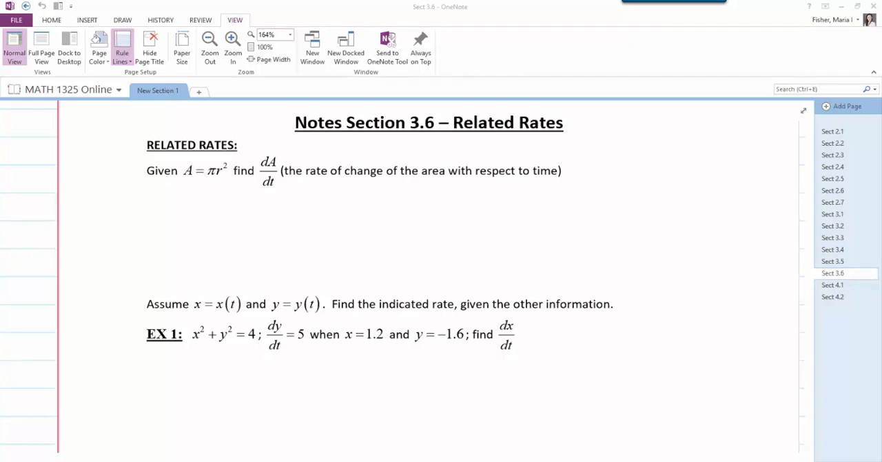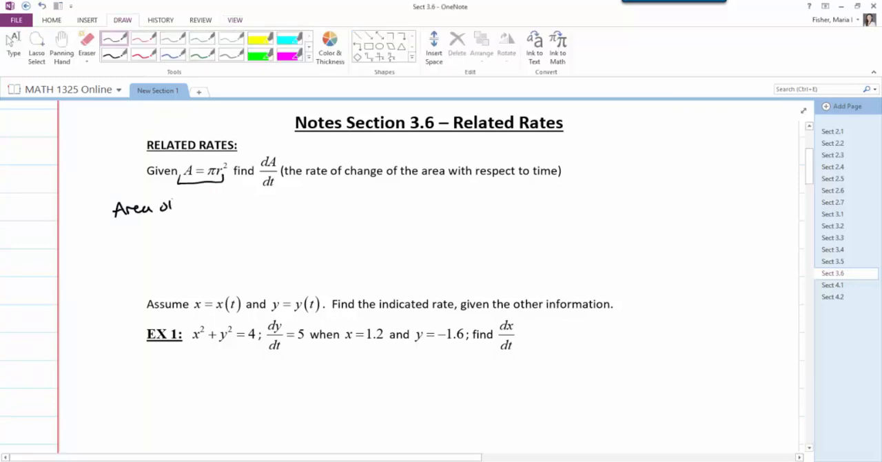Section 3.6 deals with related rate word problems. What we're doing here is looking at how different rates relate with respect to time. Let's say I'm given A equals pi r squared, which is the formula for the area of a circle. If I want to find dA/dt, the rate of change of the area with respect to time, I need to take the derivative of both sides of this equation with respect to time. So I need to find d/dt of both sides.